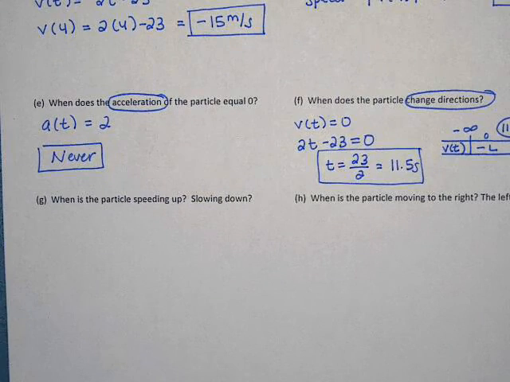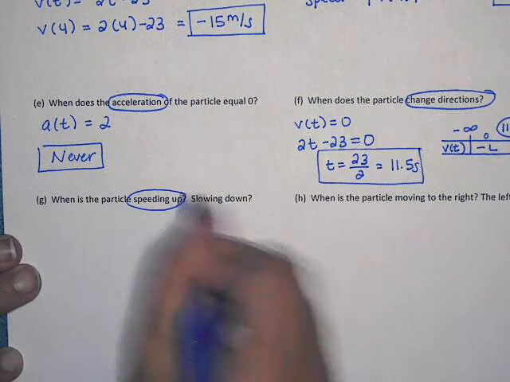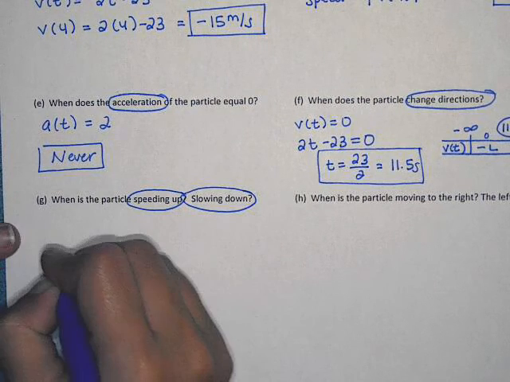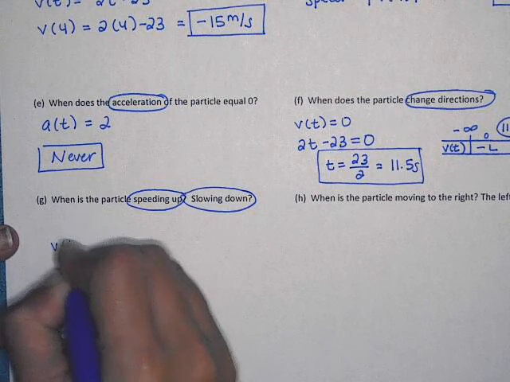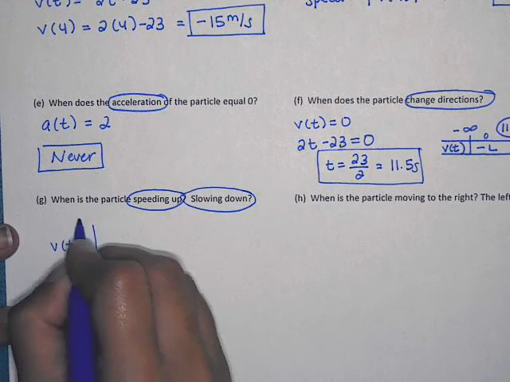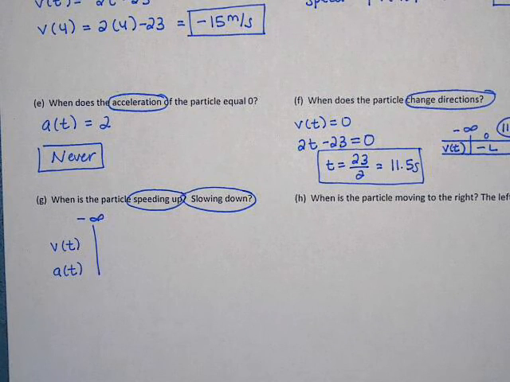Next, when is the particle speeding up or slowing down? To figure out speeding up or slowing down, I need to compare acceleration and velocity. Now, it did not ask me whether I'm speeding up or slowing down at a specific number here. It just means in general. So to figure this out, we're going to make another chart. In this chart, we're going to have a row for velocity and a row for acceleration. They're both going to start at negative infinity.